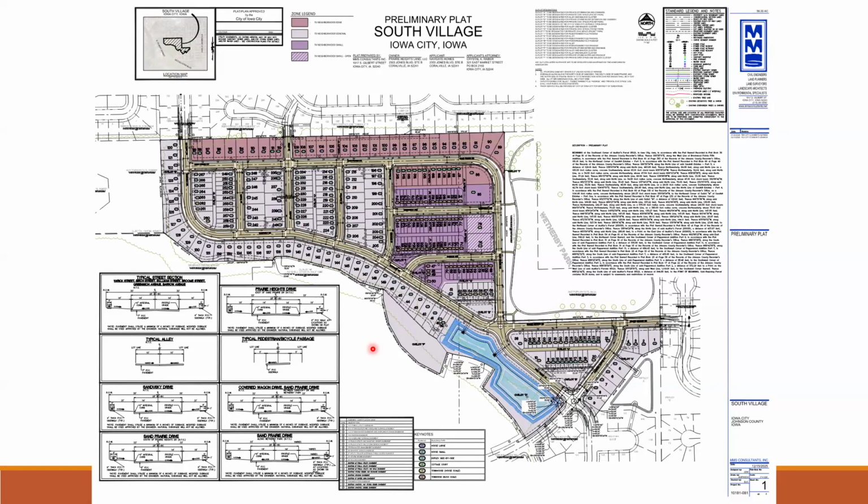Outlot P and S are both designated for private stormwater and drainage. Okay.